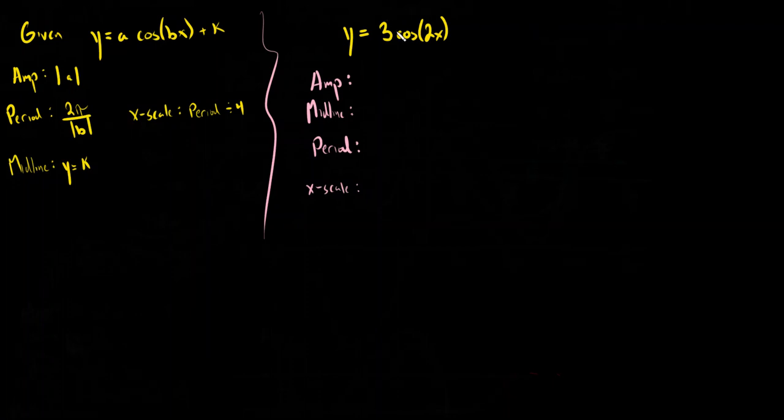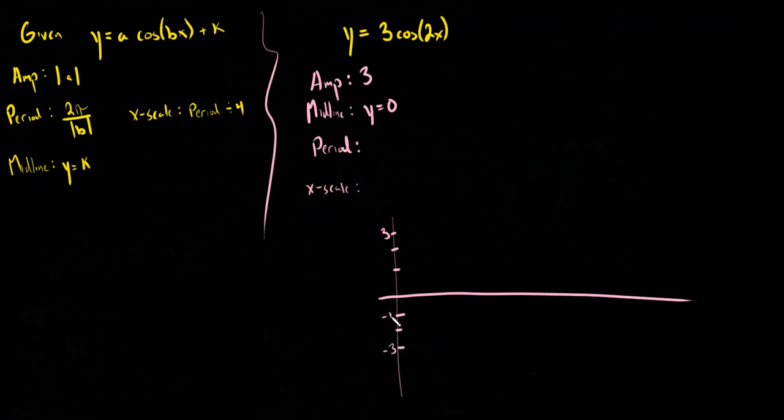So our amplitude, absolute value of A, would be 3. In the midline, well, we haven't moved up or down at all because there's no addition or subtraction outside, so it's still at y equals 0. So what that means is I need to go 3 above the midline of 0 and 3 below the midline of 0. So my maximum is going to occur at 3, and my minimum is going to occur at -3.